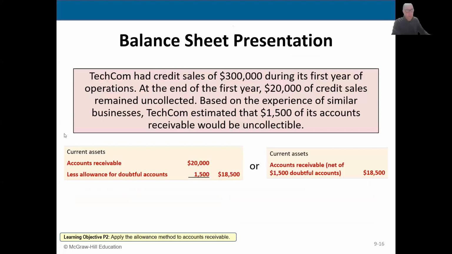On the balance sheet, your accounts receivable balance is going to show 20,000. But then you're going to have this separate account called the allowance for doubtful accounts, and that's going to have a credit balance of 1,500. It's in contrast to accounts receivable. Okay, that's why we see the actual balance, accounts receivable net of allowance for doubtful accounts, 18,500. You see how that works, right? Okay.